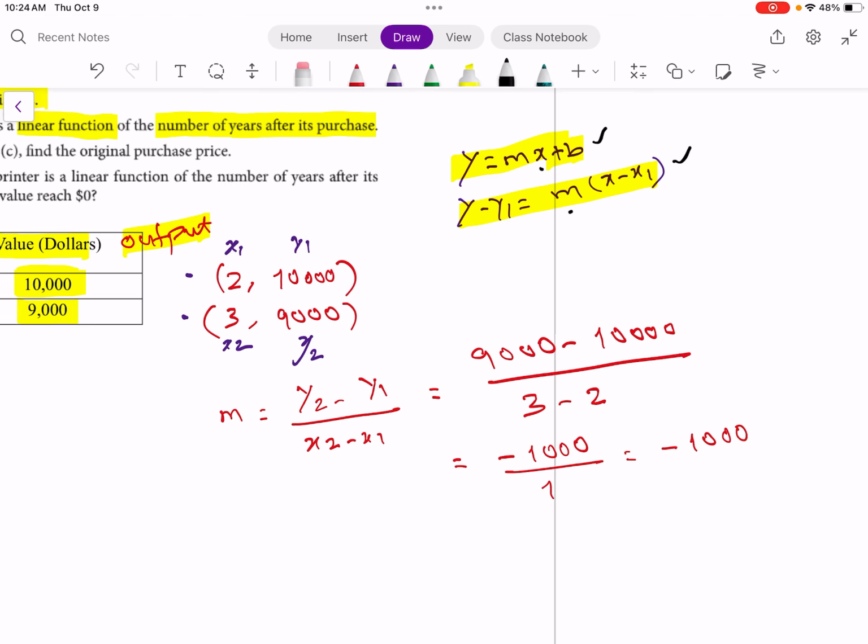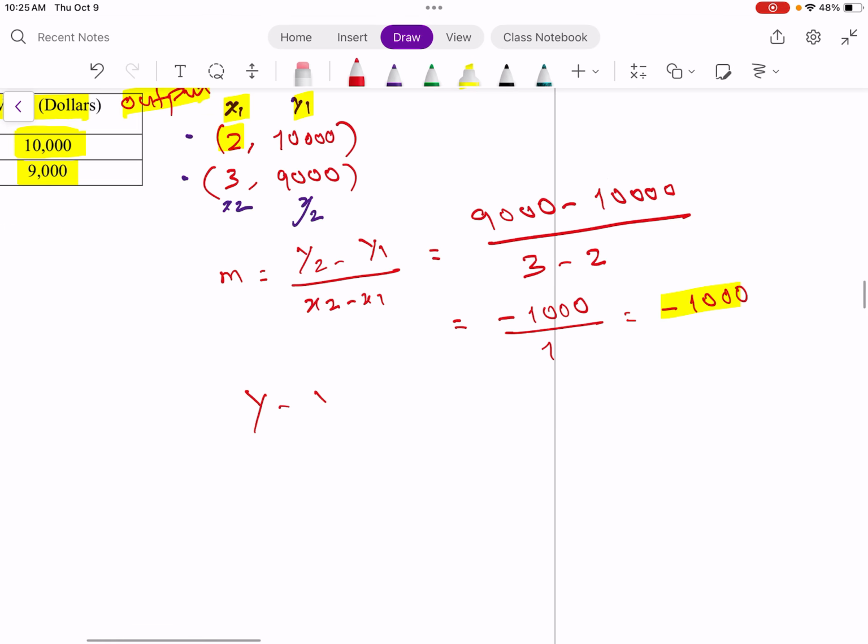Can we use y equals mx plus b? We know what m is. What about b? B is the y-intercept. B is the value of the printer when our time is 0. Do we know that, the price of the printer when time is 0, or its purchase price? We don't have that, but we know the slope, and we have one point, x1, y1. So let's use this expression to find the equation.